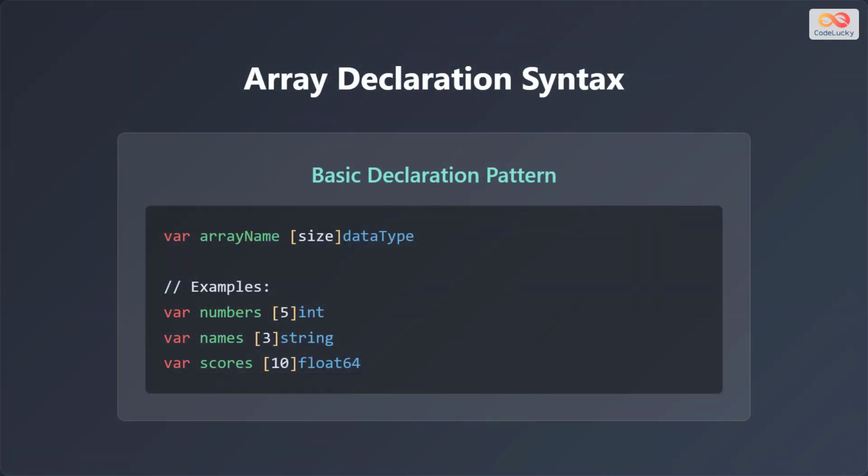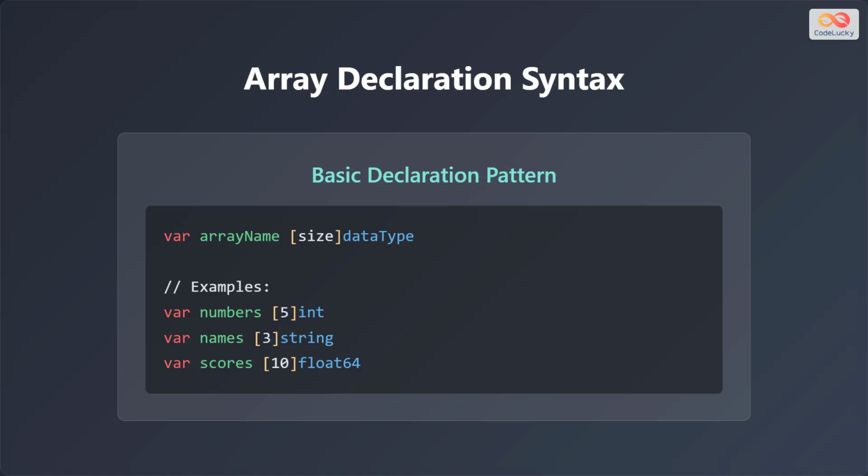Here's how you declare an array in Go. The basic declaration pattern is as follows: var, then the array name, then within square brackets the size of the array, followed by the data type of the elements in the array. For example, var numbers [5]int. This declares an array named numbers that can hold 5 integer values.